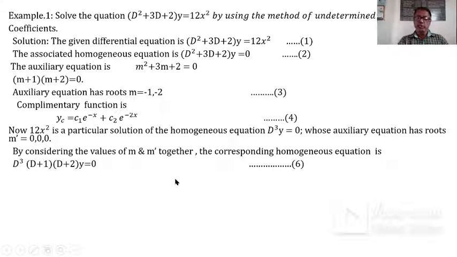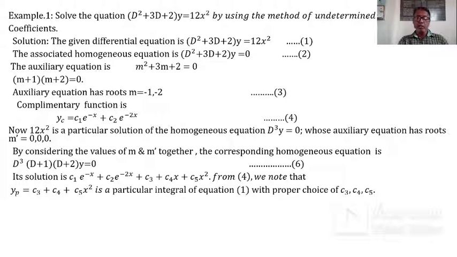We obtain this equation. Now, what is the general solution of this homogeneous differential equation 6? Roots are minus 1, minus 2, and 0, 0, 0. Therefore, the general solution of this equation is C1 e to the power minus x plus C2 e to the power minus 2x plus C3 plus C4x plus C5 x square, from this equation 4.